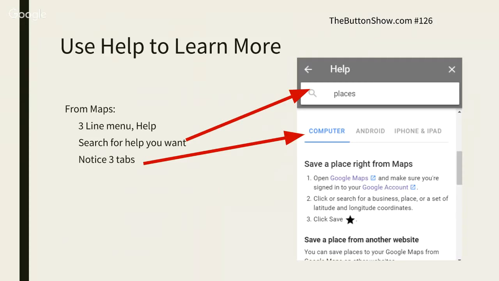Now, if you go to help on your device, then it gives you the help directly for that device, and you would have to click to get something else. You see this?